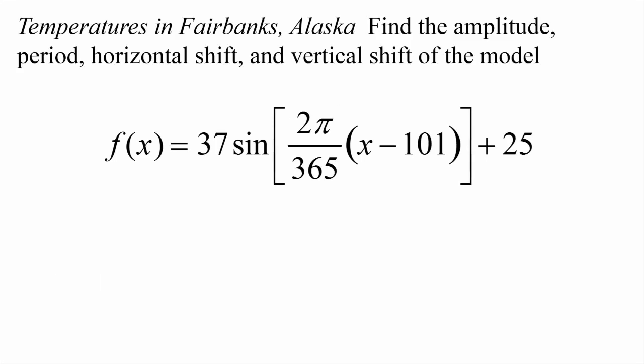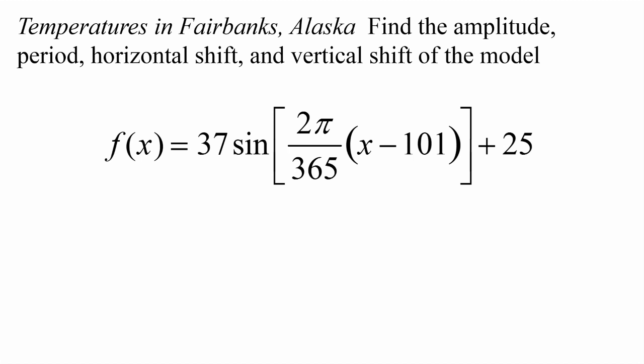Temperatures in Fairbanks, Alaska. Find the amplitude, period, horizontal shift, and vertical shift of the model f of x equals 37 times sine of 2 pi over 365 times the quantity x minus 101 plus 25.